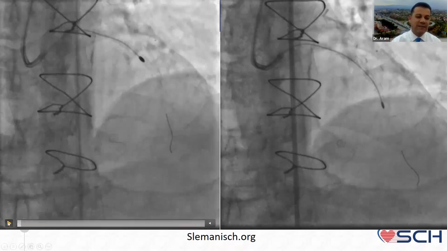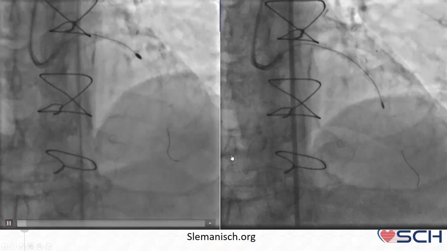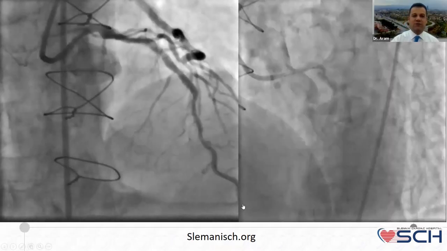So please, after these cases, I'm never using a Judkins catheter. All the time, I'm using extra backup support because you need a good support. That's why I brought this case to present to you this mistake that happened, because if you look, during atherectomy the guide will go outside and it's not fixed.